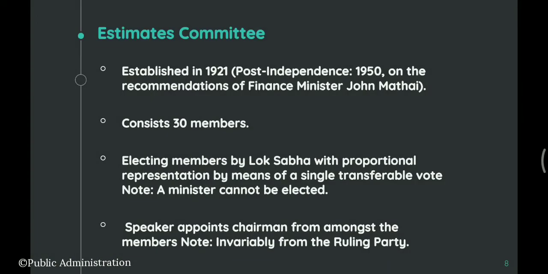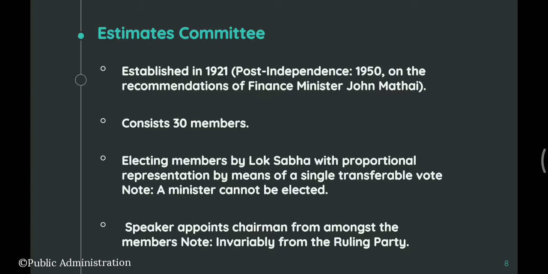So the next committee is the Estimates Committee. The Public Accounts Committee was established in 1921, and the Estimates Committee was established post independence, in 1950, on the recommendation of Finance Minister John Mathai. Finance Minister John Mathai gave the recommendation for the Estimates Committee in 1950. So it consists of 30 members. Previously we discussed that the Public Accounts Committee consists of only 22 members, and here the Estimates Committee consists of 30 members.